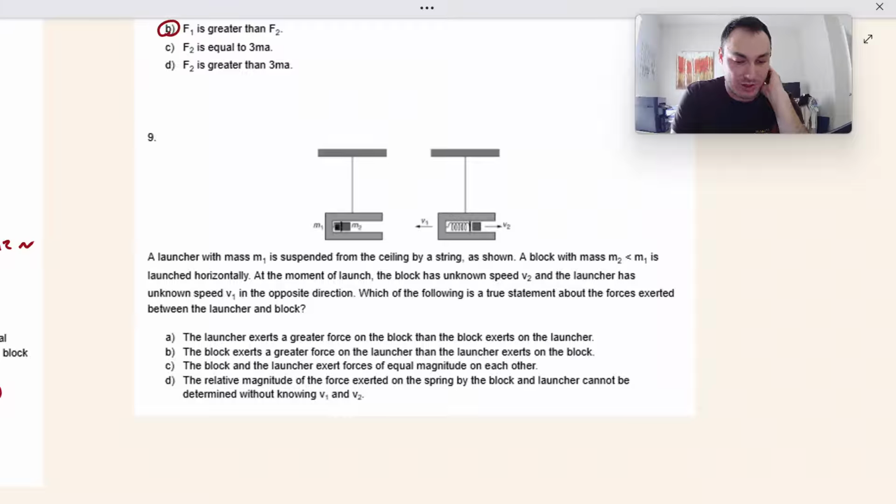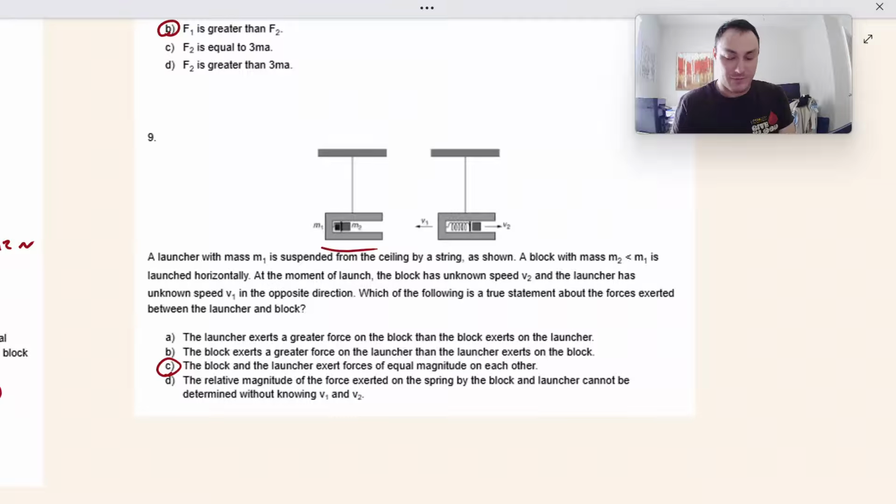This one just looks like Newton's third law. If we have the system with a block and a launcher, and we launch the block outward, then when that separation happens, they put a force equal and opposite to each other on one another. So the launcher is also going to move backward a little bit when it launches the block forward. So the block and the launcher exert forces of equal magnitudes on each other in opposite directions. That is answer choice C.